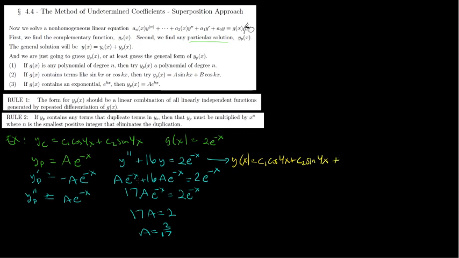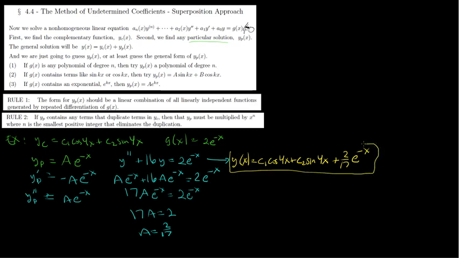And then plus the particular solution, which is, excuse me, which is a e to the negative x. So 2 over 17 e to the negative x.